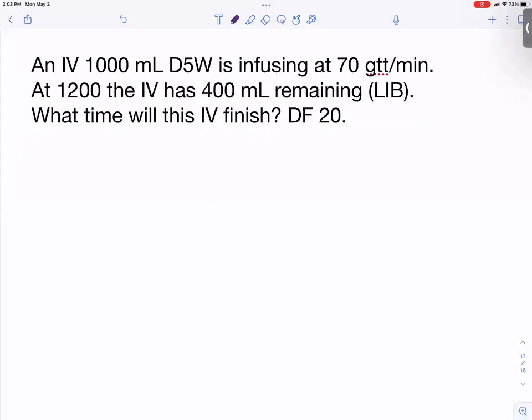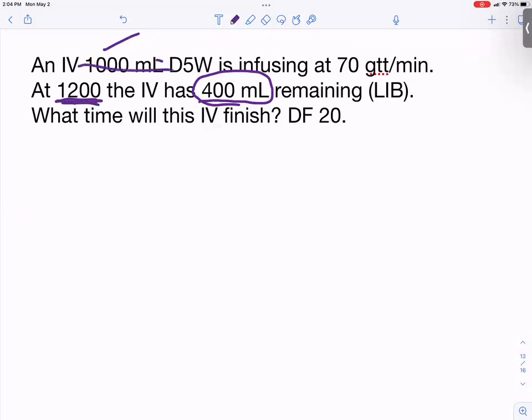All right, let's talk time. Let's look at this. This is asking us to solve for time in a very specific time. So they're saying that an IV was ordered 1,000 milliliters of D5W, but it's already running at 70 drops a minute. So I want you to envision this. At 12 o'clock, Professor K walks into the patient's room and she assesses that IV bag and that IV site. And when she looks at the bag, there's only 400 milliliters remaining in that bag. It may have started with 1,000, but when Professor K walks in at noon, there's only 400.